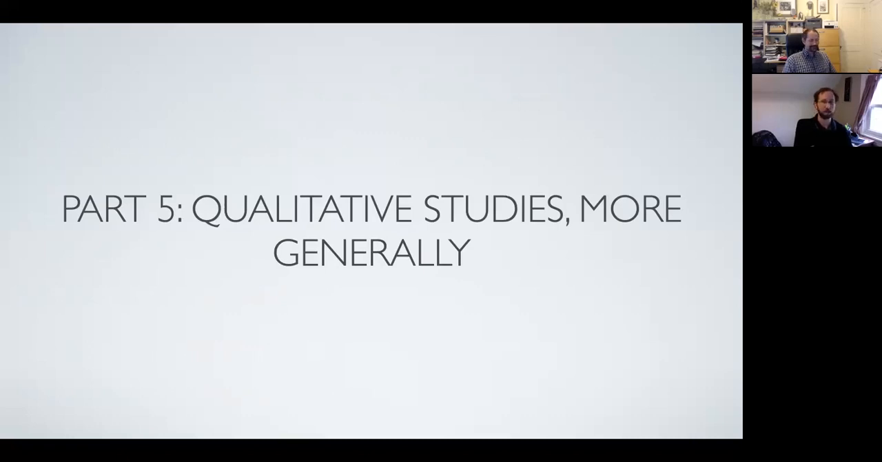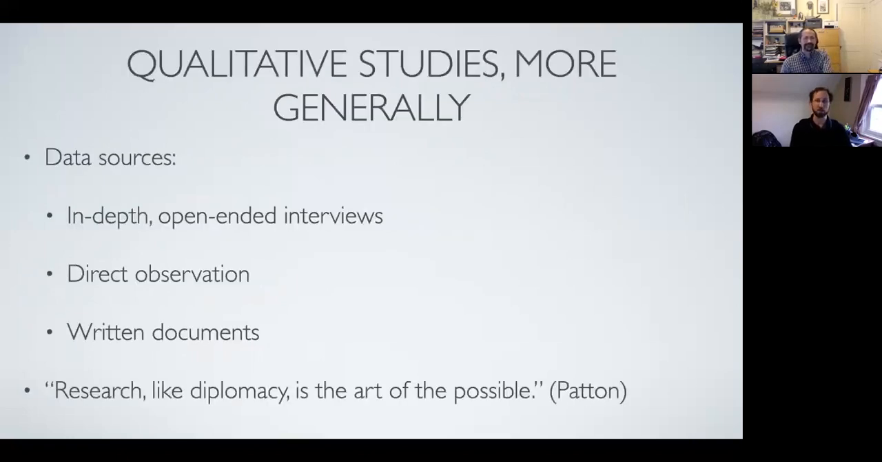Okay. Now I want to talk more generally about other kinds of qualitative studies you can do. In general, when you're doing a qualitative study, you're working with kind of deep or verbose data. So you might conduct interviews with participants to try to understand what areas of their expertise you can leverage. You might do some direct observation. You go to someone's workplace and you watch them doing their work.